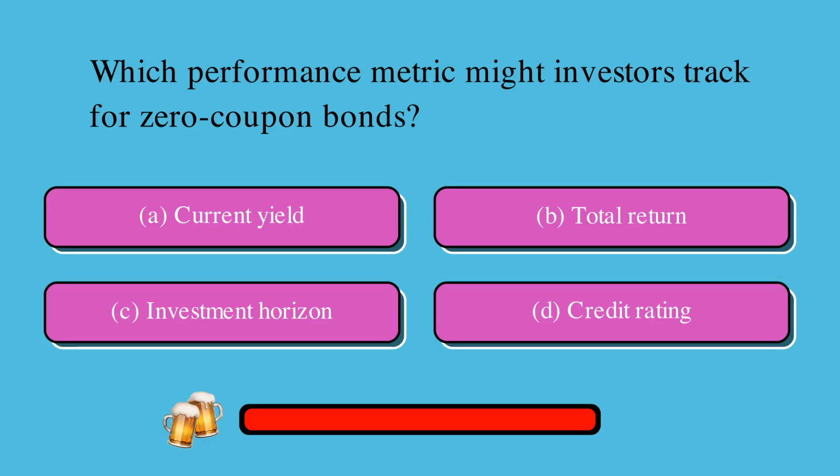Which performance metric might investors track for zero coupon bonds? Is it A, current yield, B, total return, C, investment horizon, or D, credit rating?